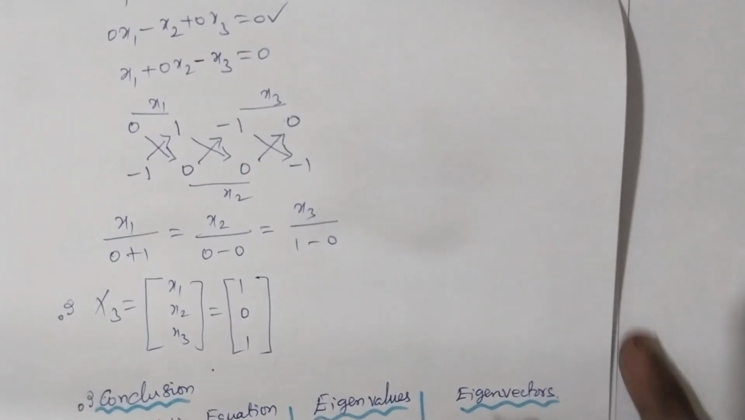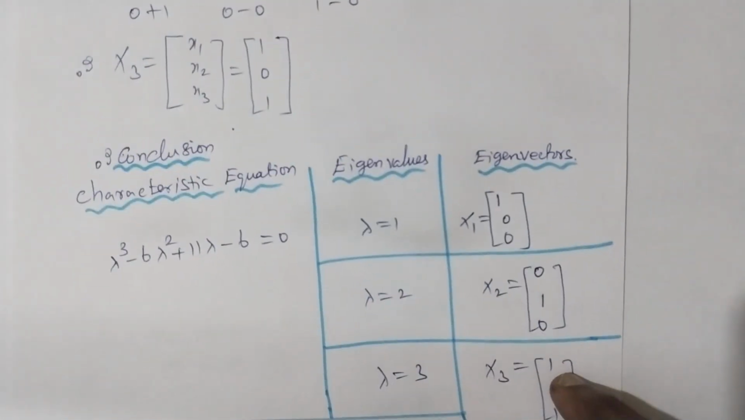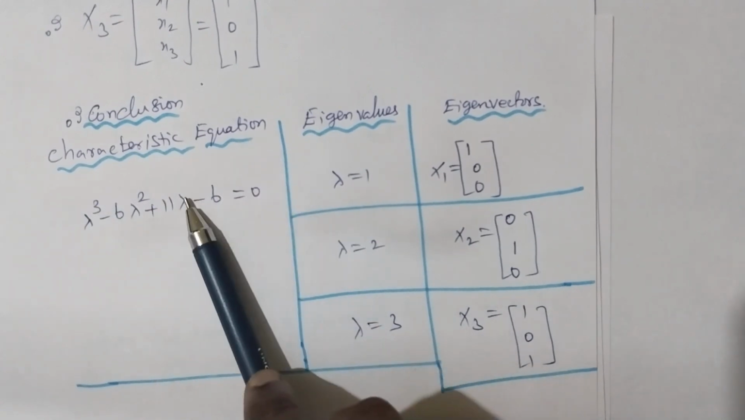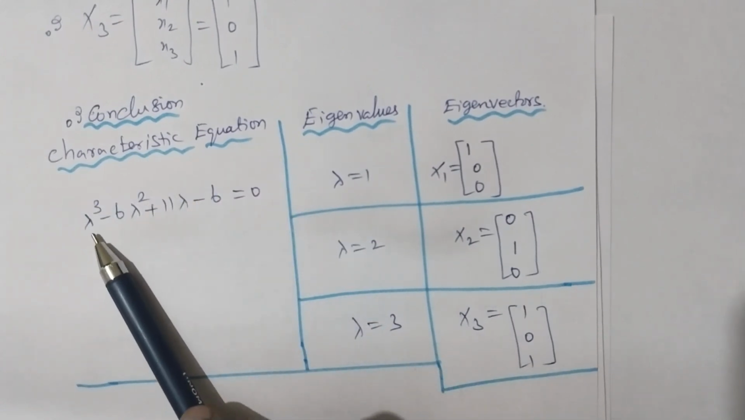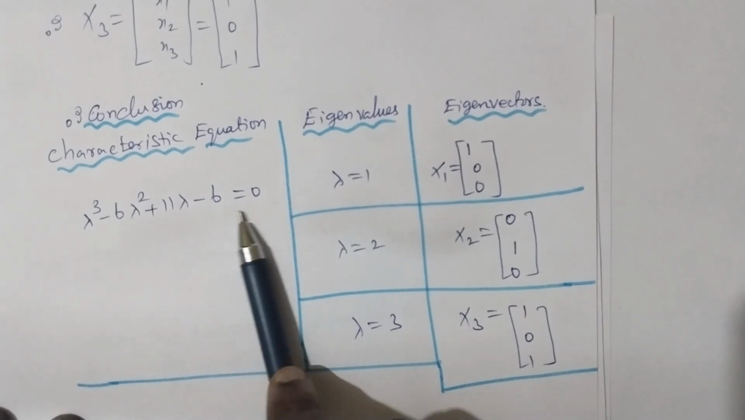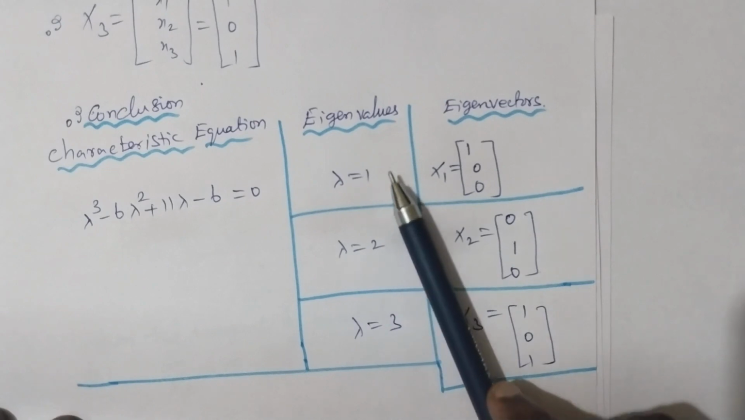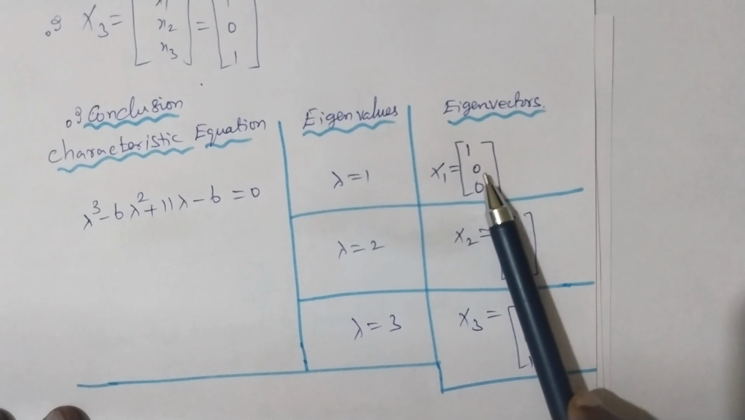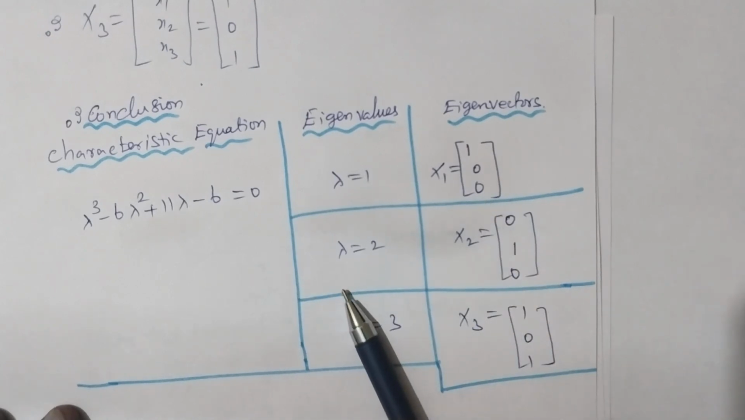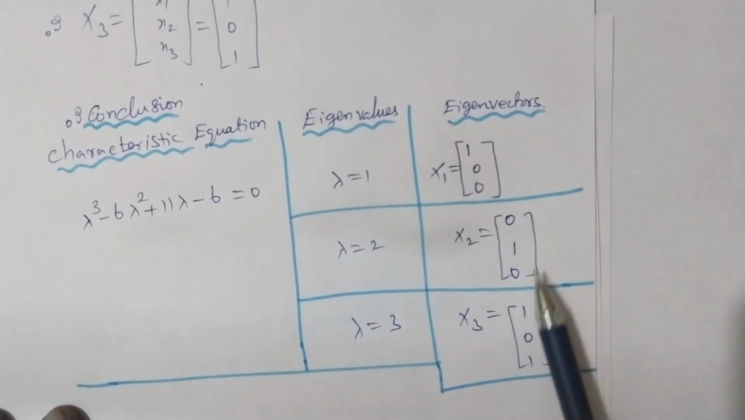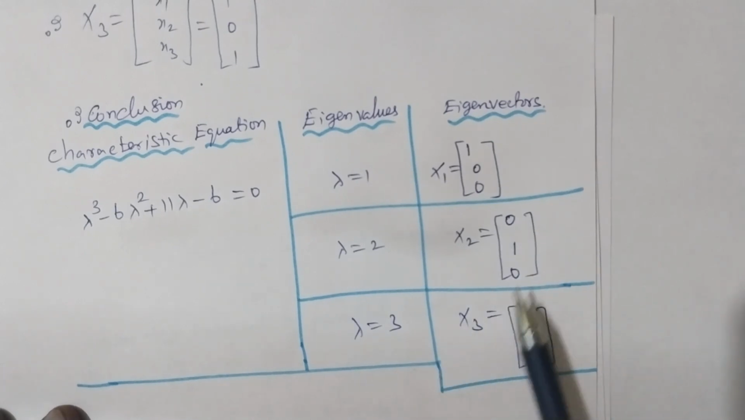The final conclusion of this problem: the characteristic equation of the given 3 cross 3 matrix is lambda cube minus 6 lambda squared plus 11 lambda minus 6 is equal to 0. The eigenvalue lambda is equal to 1, corresponding eigenvector x1 is equal to 1 0 0. Then lambda is equal to 2, the corresponding eigenvector 0 1 0. Then lambda is equal to 3, corresponding eigenvector 1 0 1.